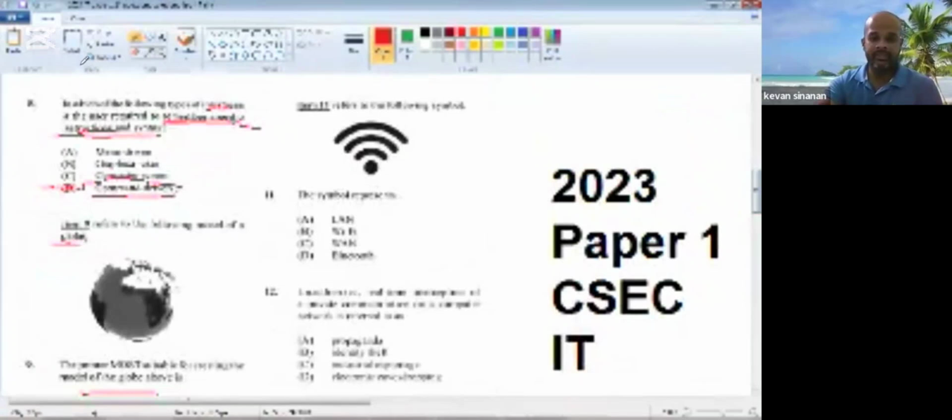Number 11, this symbol represents our Wi-Fi. Everybody should see this everywhere. Wi-Fi.